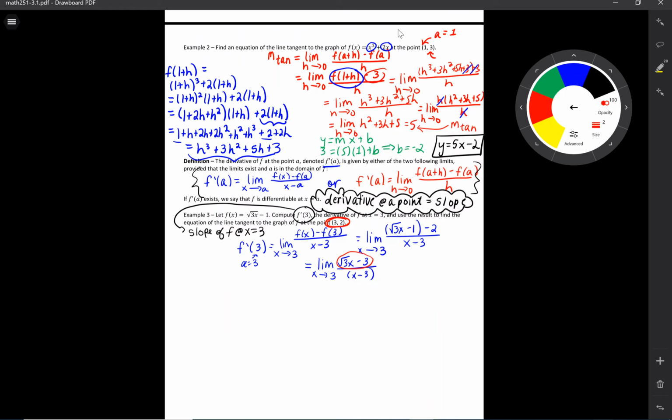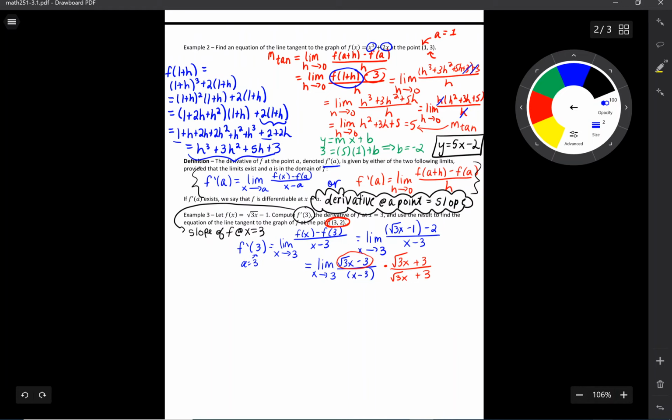So I'm going to multiply the top and the bottom of this fraction by the conjugate of the square root of 3x minus 3. And the conjugate here is the square root of 3x plus 3. If you have an expression like this, it's generally a good idea to multiply by the conjugate because some stuff cancels out and everything will be okay again.